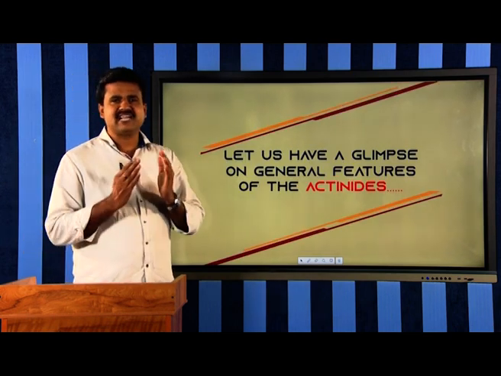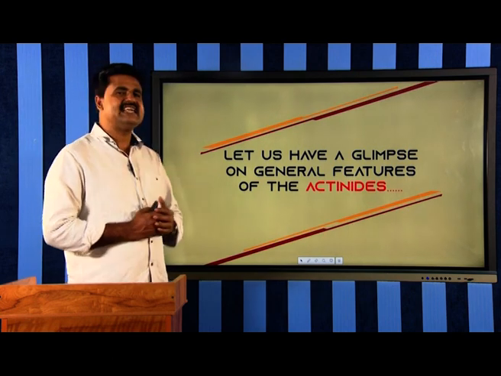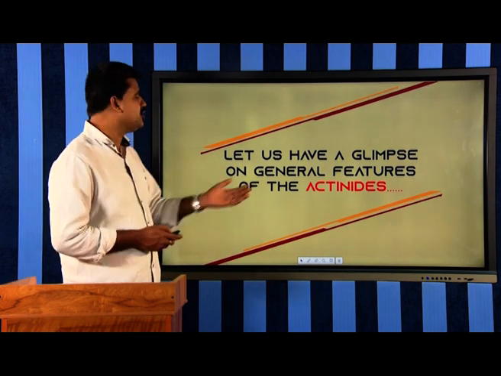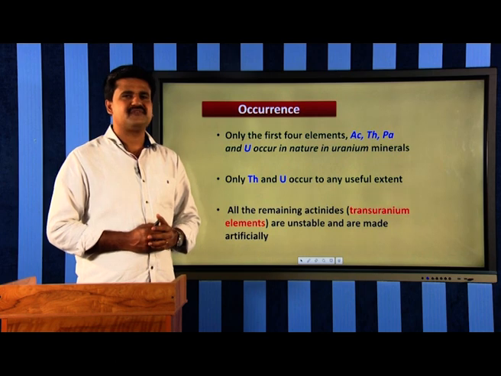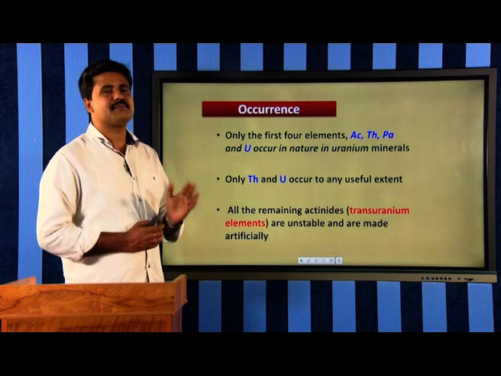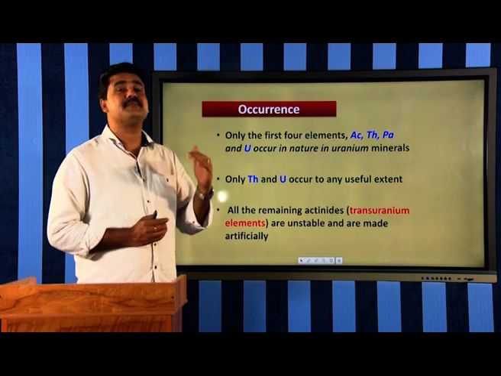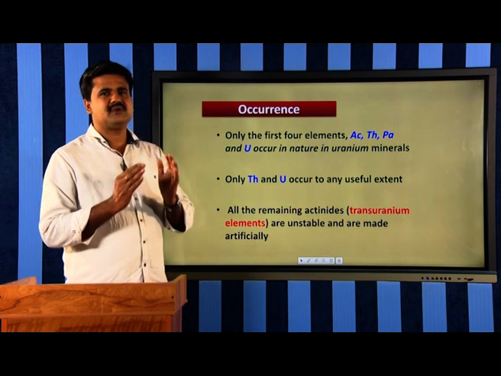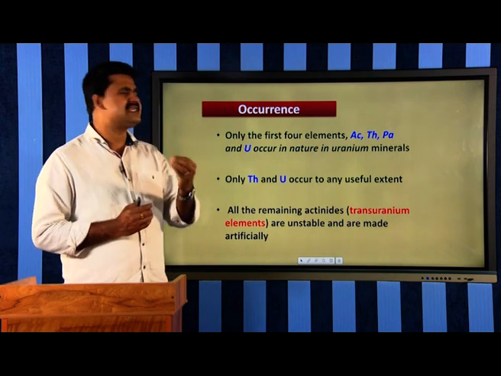Now let us have a glimpse at the general features of actinides. As we studied in the case of lanthanides, actinides also have some general features. First of all, the occurrence of actinides. Only the first four elements, namely actinium, thorium, protactinium and uranium, occur in nature in several uranium minerals, out of which thorium and uranium occur to any useful extent. That means the other elements exist only in trace amounts.